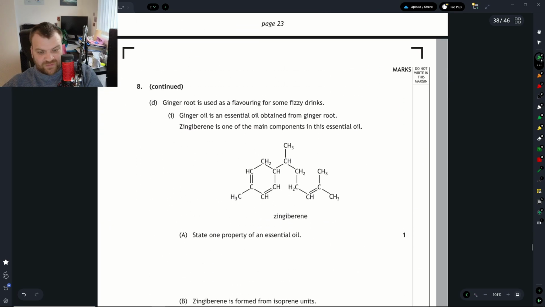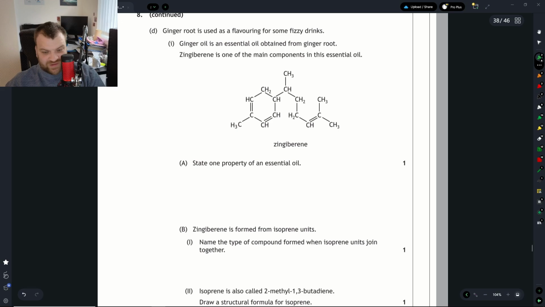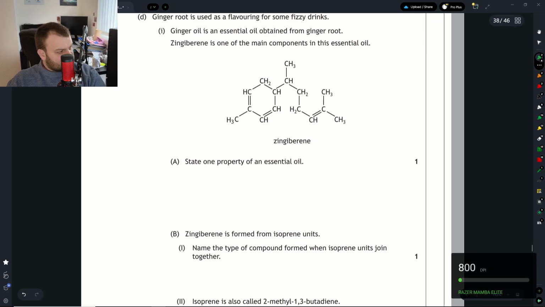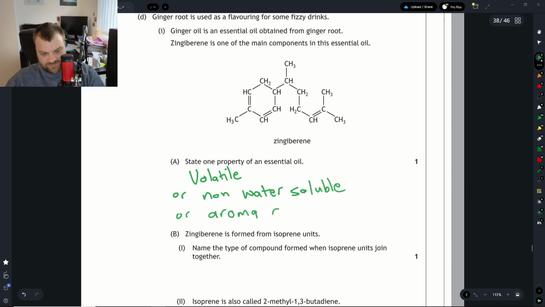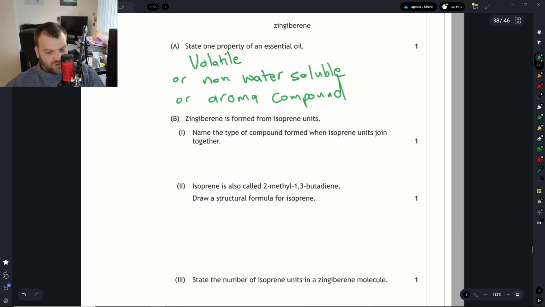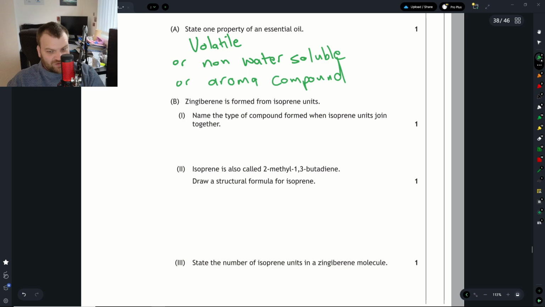Next up, we're asked about a property of an essential oil. An essential oil is a volatile, non-water soluble, aroma compound. So any of those three would work out from there. We're talking about isoprene. Isoprene units make up terpenes.